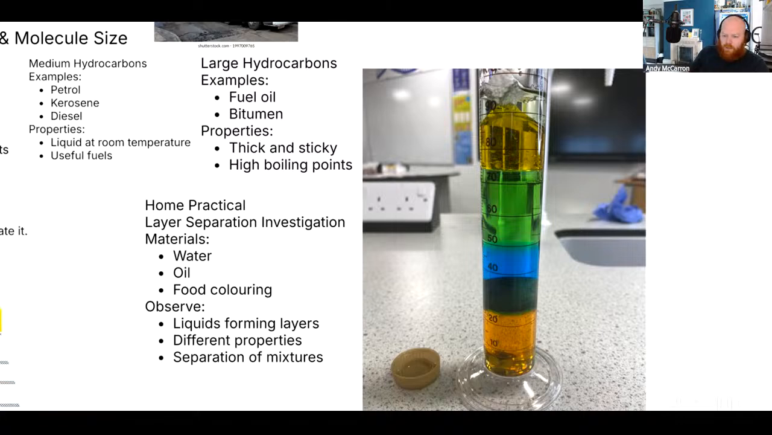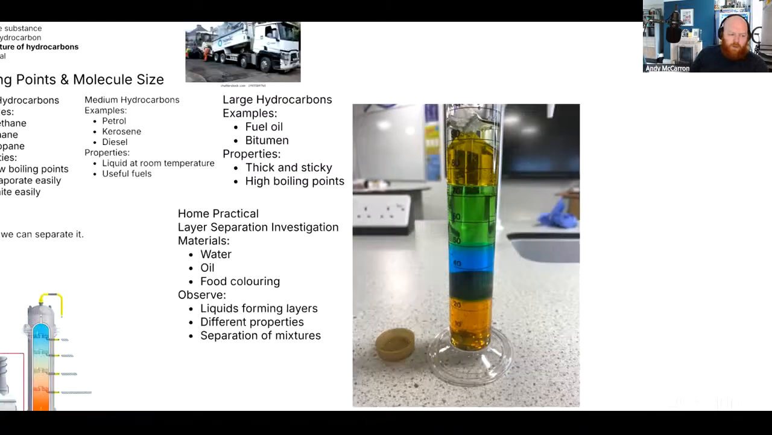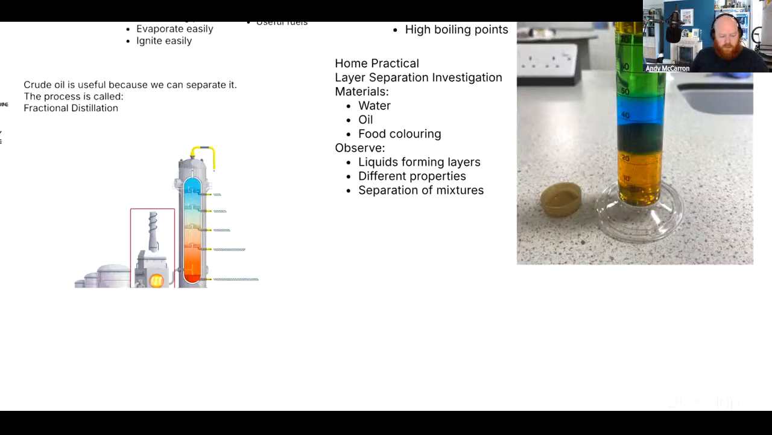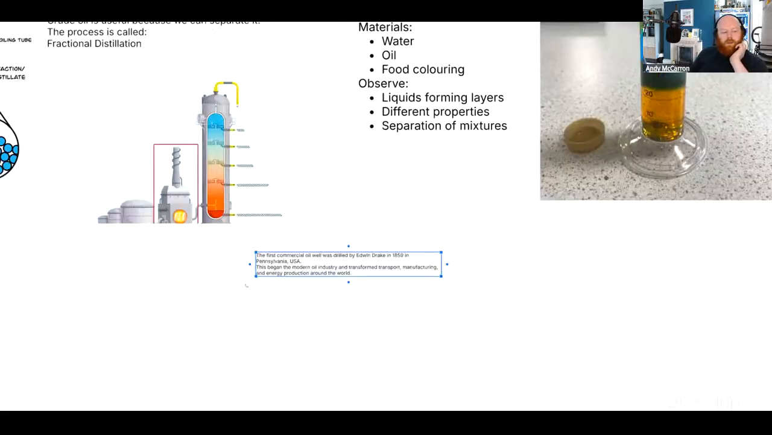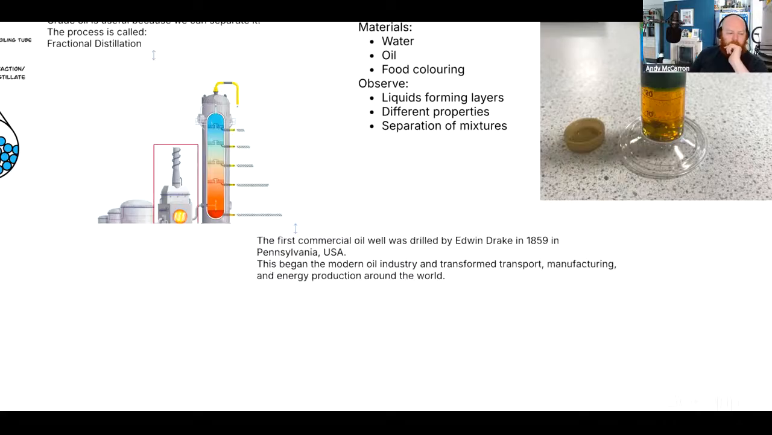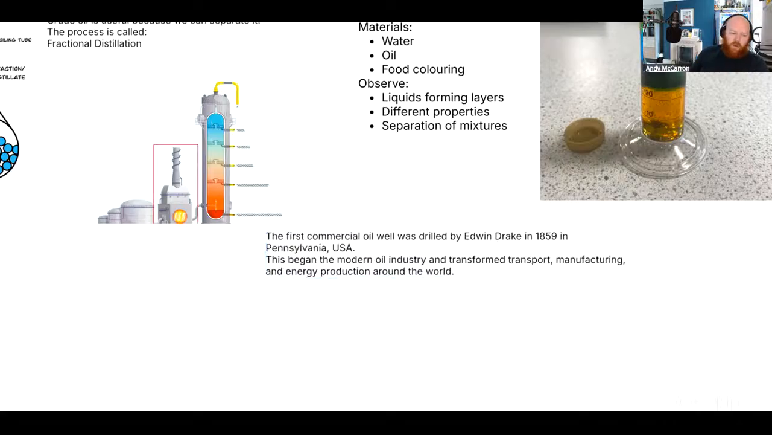Now, what I would then recommend, a little bit of history, like we do in our sessions as well, because it's good for you to know, as sometimes these things come up in one of these quizzes that you can go to. The first commercial oil well was drilled by Edwin Drake in 1859 in Pennsylvania, USA. This began the modern oil industry and transformed transport, manufacturing, and energy production around the world.